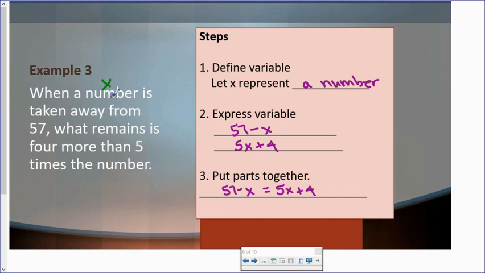So that's my unknown. And it says it's taken away. So to take something away, we know we're going to minus, and then we have our 57. And then it says what remains is 4 more. So I'm going to add 4 more than 5 times the number. And I just have the 5 times, and then there's my number. Okay, and then what we do is just put it all together so we can have our equation. All right, let's look at another one.